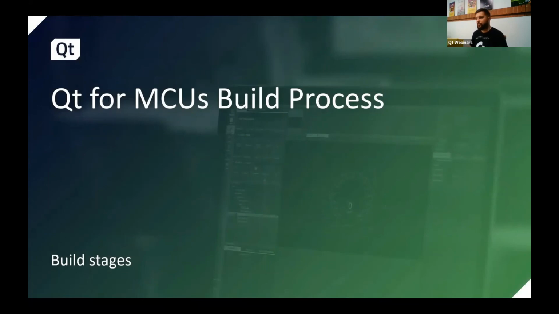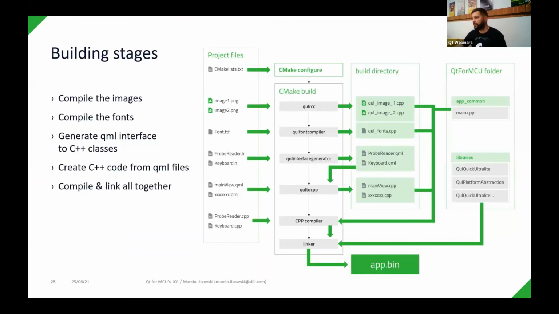All right. So this is about the CMake APIs, and right now we are moving to the Qt for MCUs build process. This is quite a complicated thing, but we'll try to explain all of those things to make sure that every one of us understands how particular steps look and what they are responsible for. So we will be going through this diagram from the top left corner to the bottom of it.